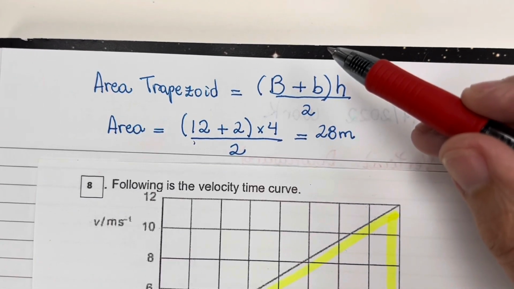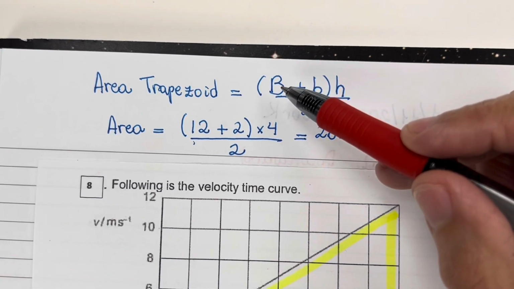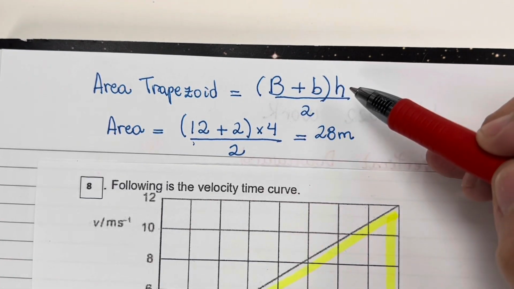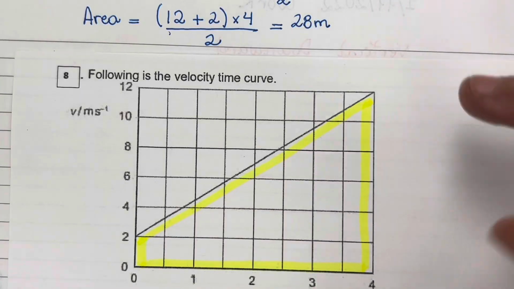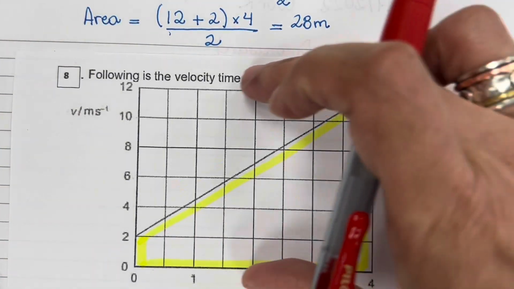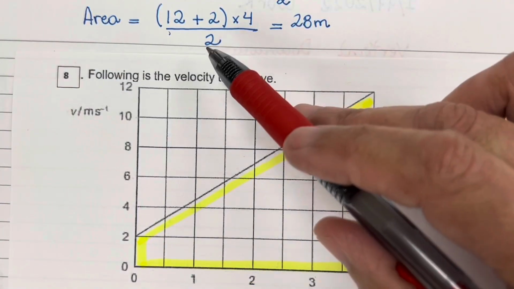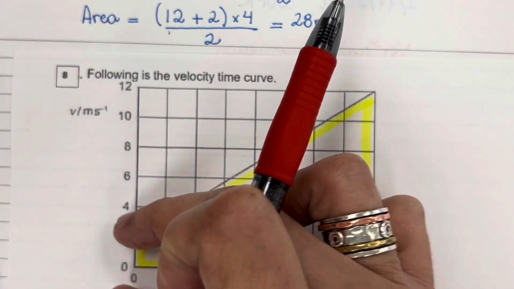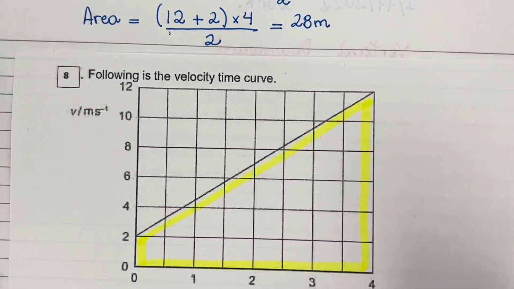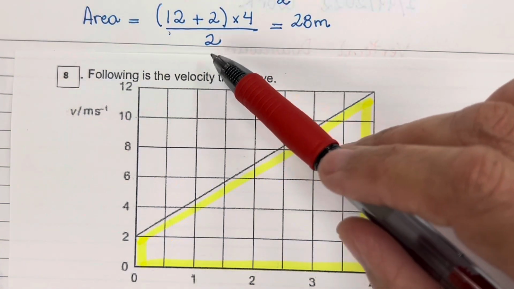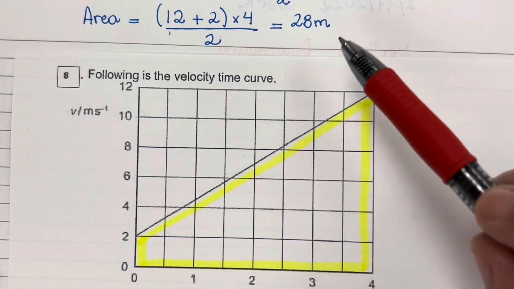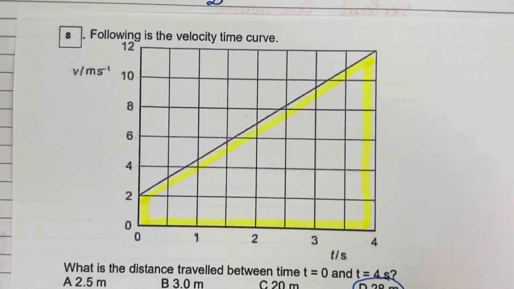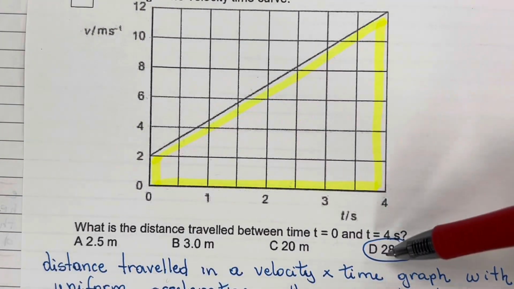Now we need to figure out the value of the big base, small base, and the height. So you have to look at this trapezoid. The big base is this, corresponding to 12. The smaller base is this, corresponding to 2. The height is this, corresponding to 4. All this divided by 2, we have an area of 28 meters. So the answer is option D.